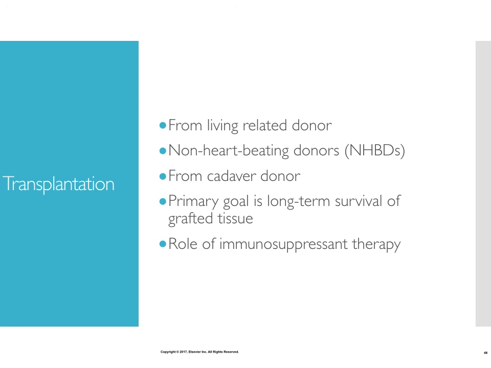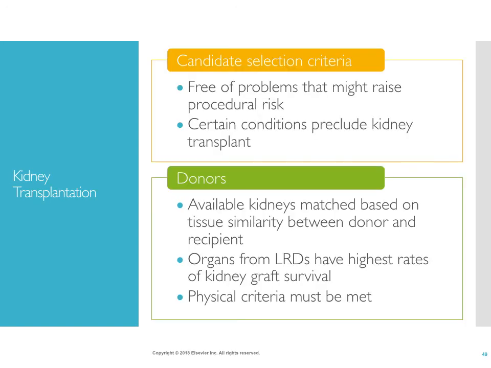The cadaveric donors are usually people who suffered irreversible brain injury, most often as the result of trauma. These donors are maintained with mechanical ventilation and must have sufficient perfusion for the kidneys to remain viable in order for the kidneys to be used. The primary goal with transplantation is long-term survival of the grafted tissue. As a result, we have to give these patients immunosuppressant therapy so that their body does not reject the organ that's been given to them.